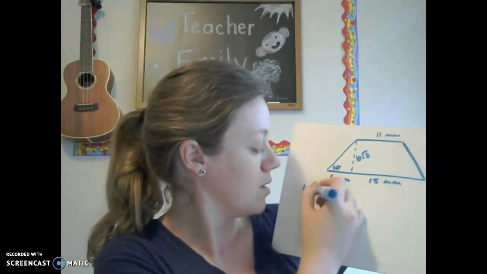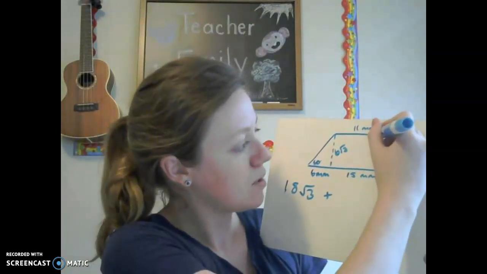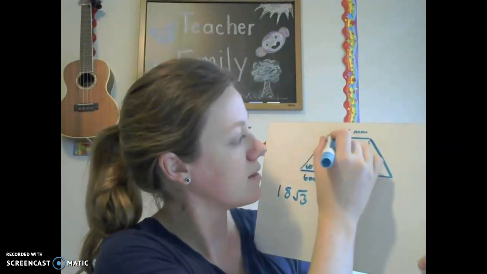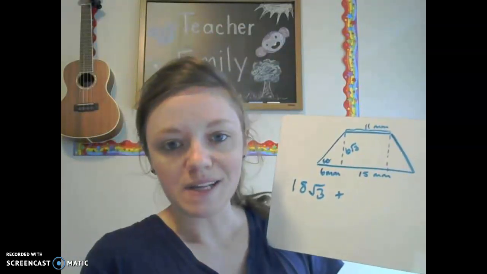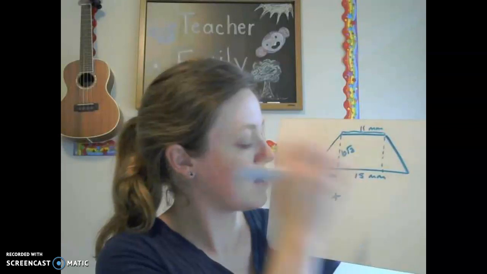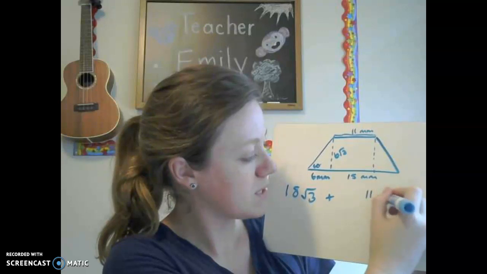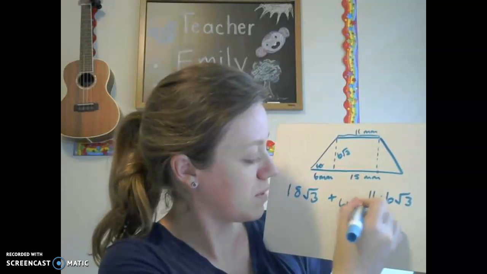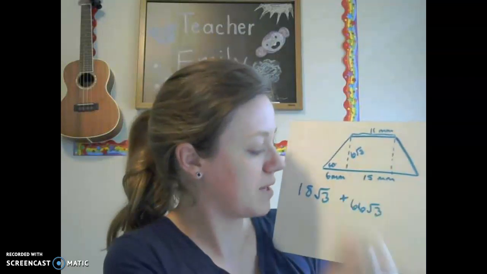I'm going to write that over here so I don't forget, because I'm going to have to add the other areas to figure out the full area of the figure. So I'm going to break this here, and I know that this length is 11 millimeters. To figure out the area of a rectangle, you just take base times height. So the base is 11 millimeters, the height is 6 times the square root of 3. So 11 times 6 times the square root of 3 is going to be 66 times the square root of 3. So now I have the middle rectangle already done right here.